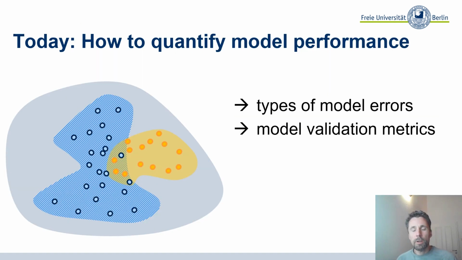So today we're going to talk about how we can quantify the model's performance. Yeah, we will look at the errors that a model can produce and try to assign them to different sources, different components that we will identify. We'll also look at different metrics that we can use to quantify different aspects of the model's performance.